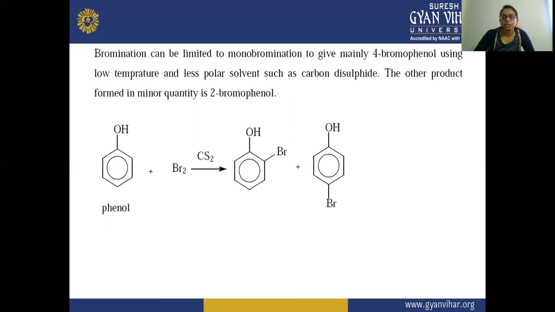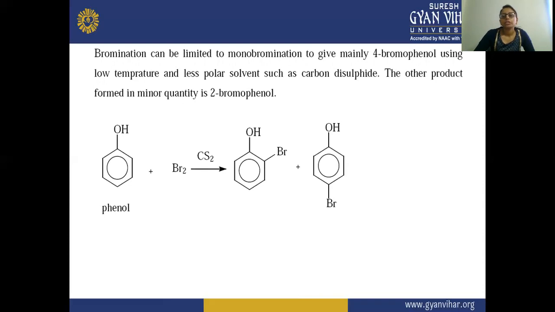Bromination can be limited to monobromination to give mainly 4-bromophenol using low temperature and less polar solvents such as carbon disulfide. So when phenol reacts with bromine in the presence of a non-polar solvent, there will be a formation of monobromination, at a low temperature. The other product might be in minor quantity. So two products are formed: one is major and the second one is minor.